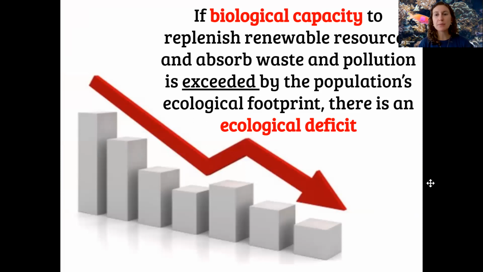We talked about this a little bit earlier, but I want to make sure this hits home because it's a pretty key concept. If the world's biological capacity, what the land is actually able to give to us, to replenish those resources and absorb the waste and pollution is exceeded by the population's footprint, what we're using, then there's an ecological deficit. So if what I'm using is greater than what is available, then we've got a disparity. We're using more than actually is available, and we're going to see a deterioration of the land.